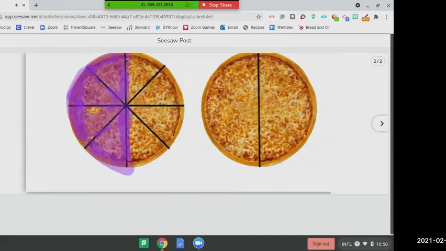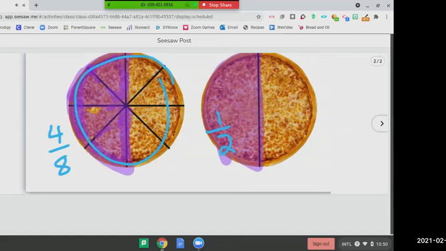If I ate 4 pieces out of the 8, my fraction would be 4/8, which would also be the same as 1/2. This one is just cut up into smaller pieces. 4 is half of 8. I ate half of the whole pizza, and if we only cut 2 slices, 1 is half of 2. I ate half of that whole pizza.